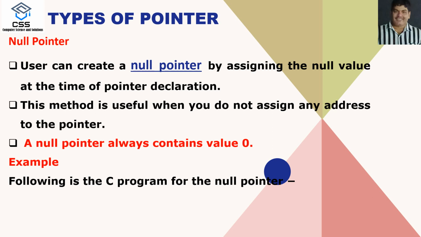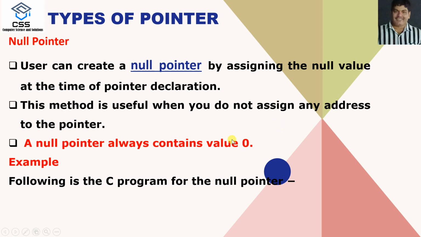Remember, if a pointer is declared and assigned a null value at the time of pointer declaration, that pointer is known as your null pointer. It is useful when you do not want to assign any address to the pointer. If the user does not want to assign any address to the pointer, then the pointer variable is declared as null, and if you declare the value of the pointer as null, then it contains the value 0.